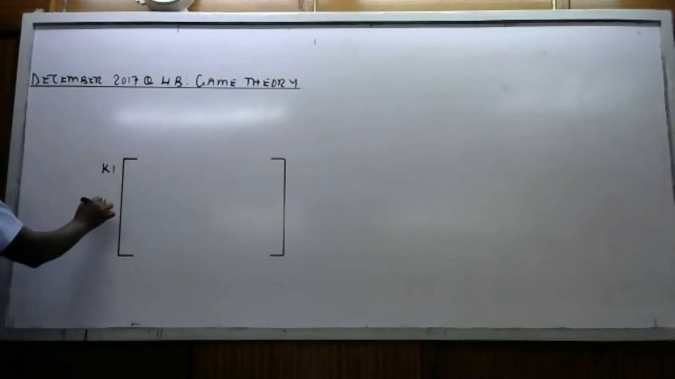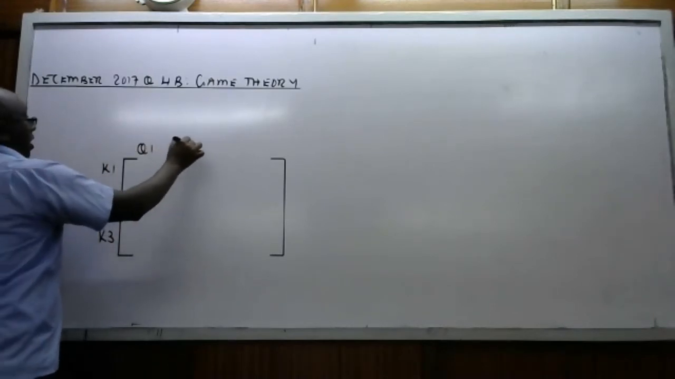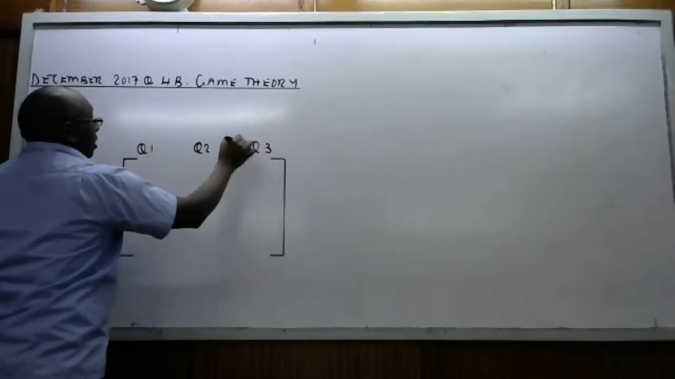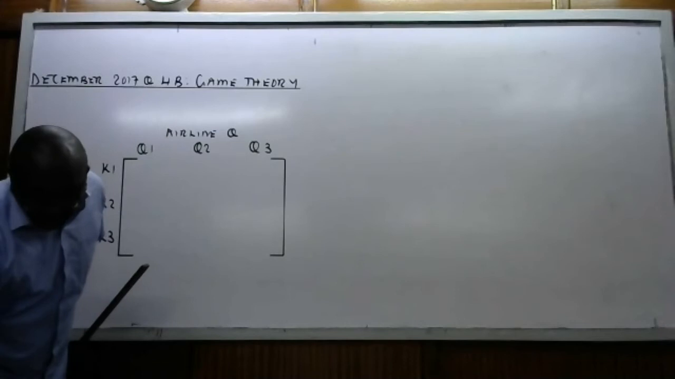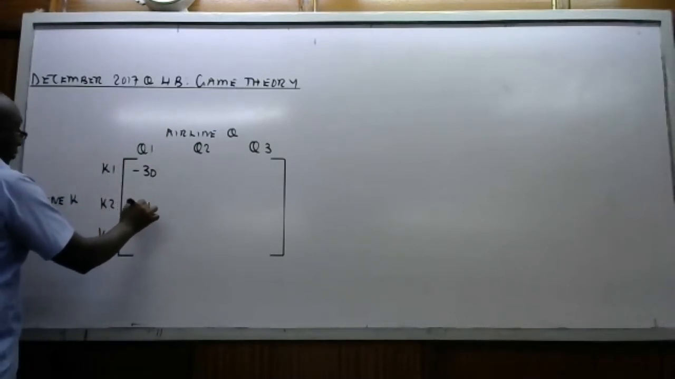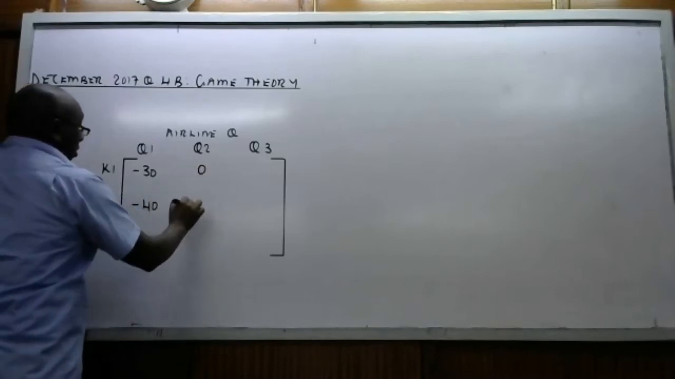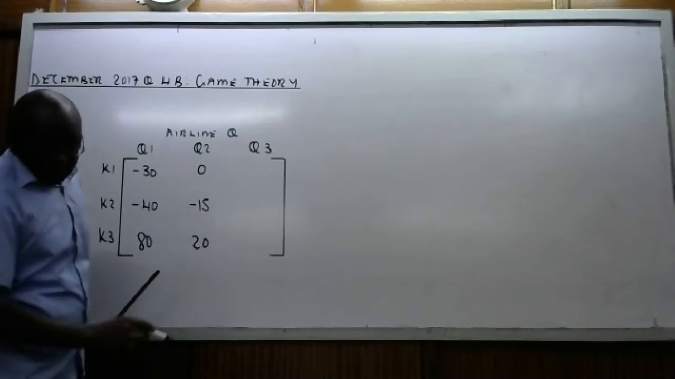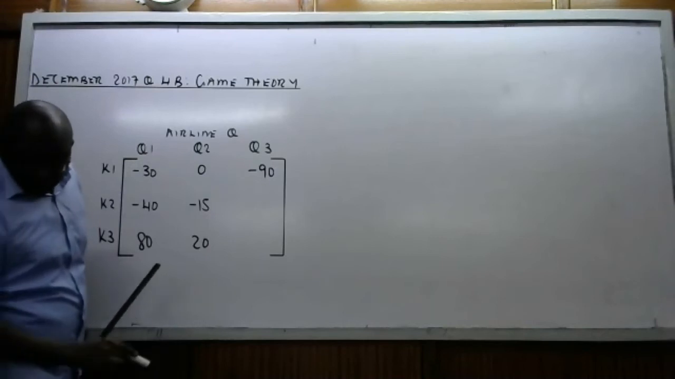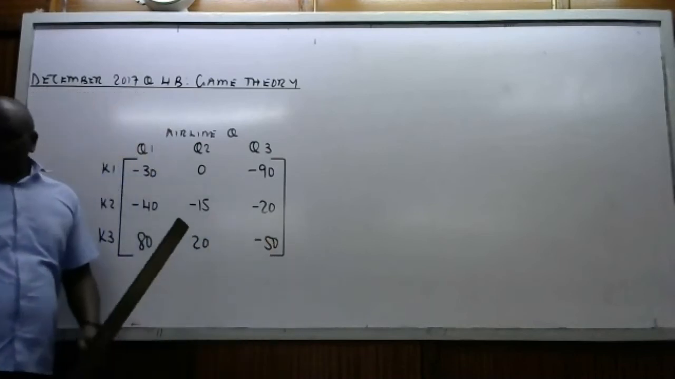So we have K1, K2, and K3, and this is Airline K. Then we have Q1, Q2, and Q3. This is Airline Q. The pairs are minus 30, minus 40, and 80. We have 0, minus 15, and 20. Then minus 90, minus 20, and minus 50.